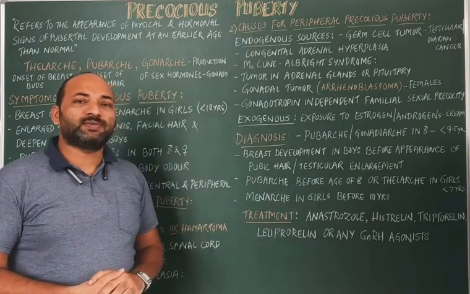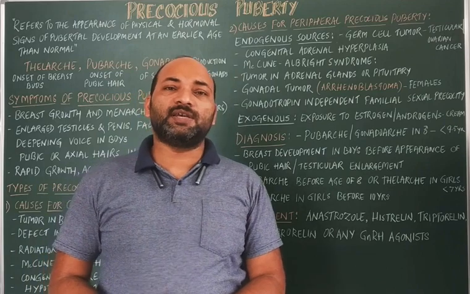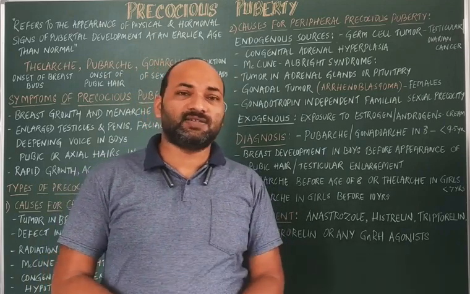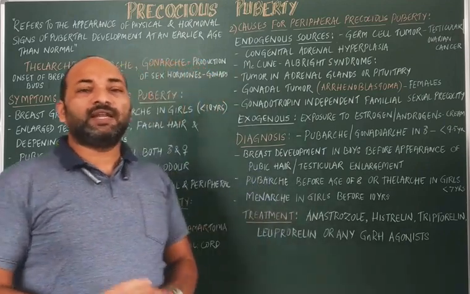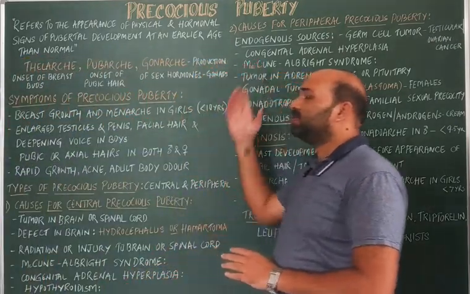So how is it possible? What are the different causes for a girl being able to give birth to a young one at less than 10 years of age? Let us discuss in this video all about precocious puberty.